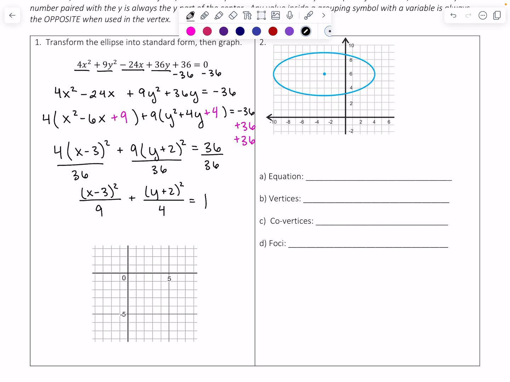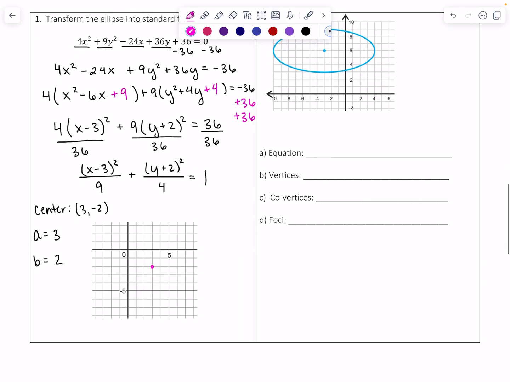So we know that our center is at the point 3, negative 2, and we know that our a value is equal to the square root of 9, which is 3, and we know our b value is equal to the square root of 4, which is 2. All right, so using that piece of information, we're going to graph this. We find our center by going 3, negative 2. Here's our center down here. And our a value says that we go over 3 in both directions. And our b value says we go up 2 in both directions.